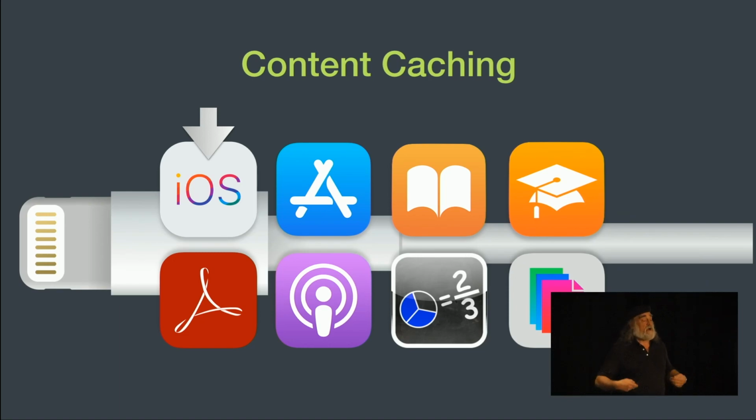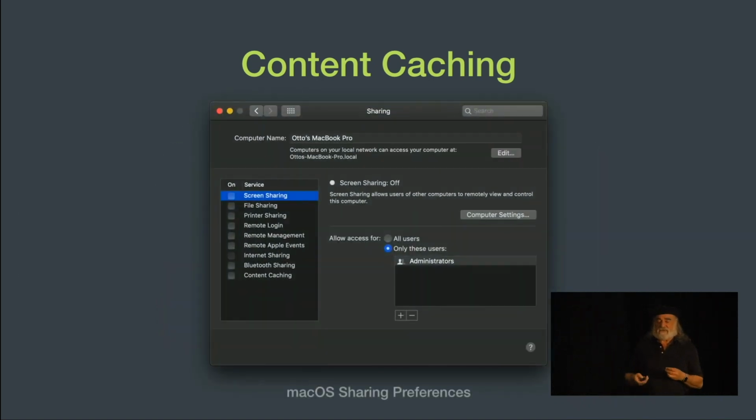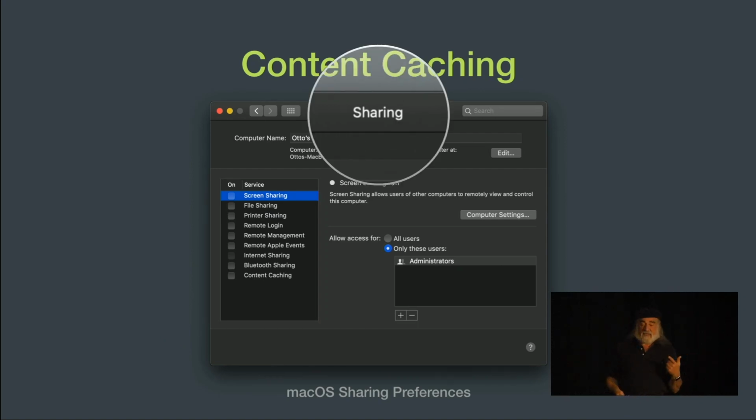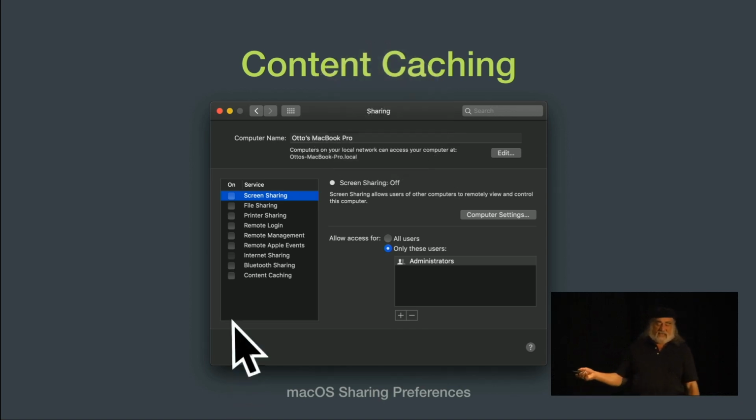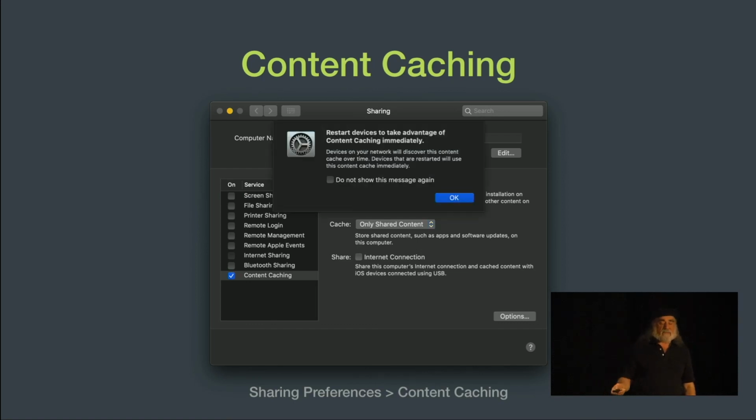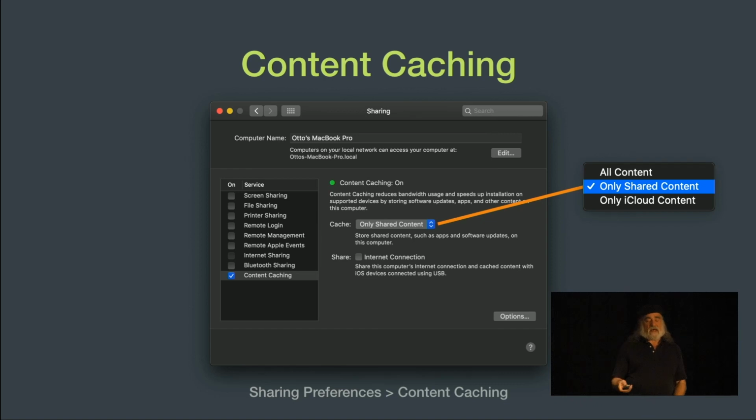Well, fortunately for us, our Macs have the ability to do content caching automatically. And if you go to the Sharing preference pane and turn on content caching at the bottom there, what will happen is all the devices on the network will become aware that there's now this source that they can use to grab data from, instead of going up to the cloud. Anybody on the network can be feeding into this content cache. And you can set up the cache so you determine what type of data you want to store. And here I have it set for only shared content.